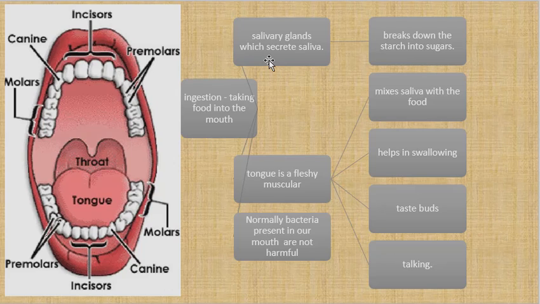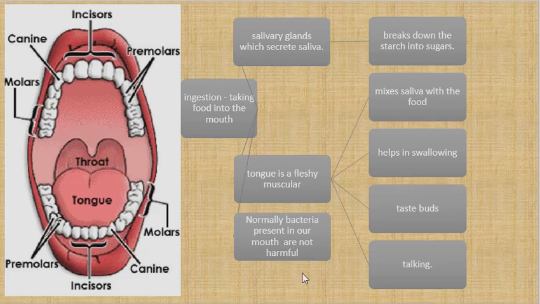So the salivary glands secrete saliva in the mouth. This breaks down the starch into sugars. What is starch? Carbohydrate is a starch. It helps to break the starch into sugars. And then the tongue is a fleshy muscular organ. It has the taste buds.